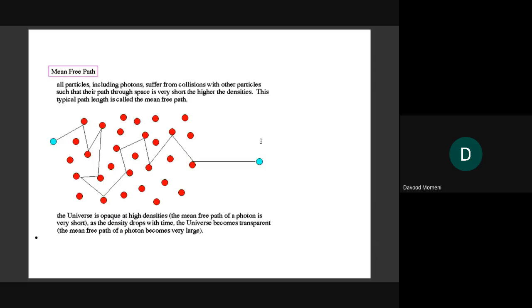I want to explain more about the mean free path. What is the mean free path? You know that all particles, like photons, are interacting. They are colliding with each other, and not only with each other, but also with other particles. So the distance they travel in this space is very short. This is called the mean free path.